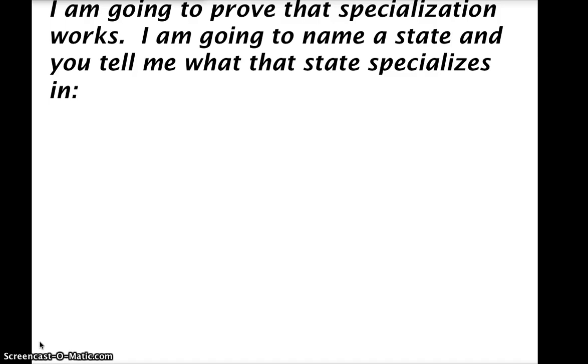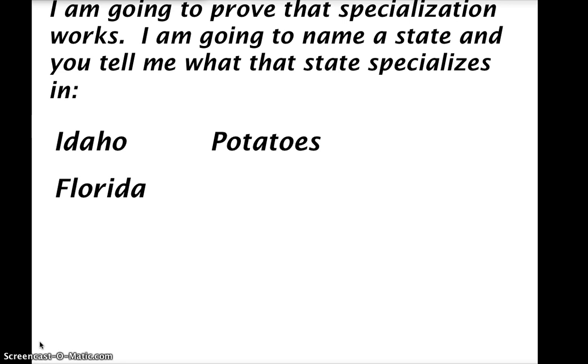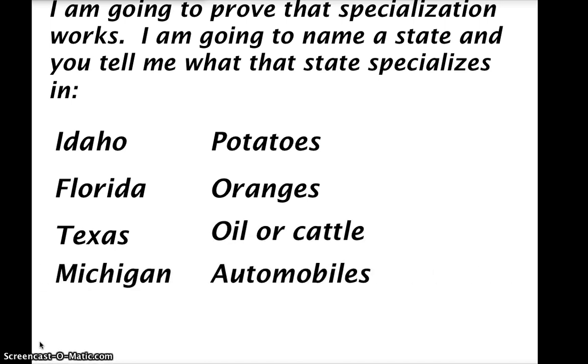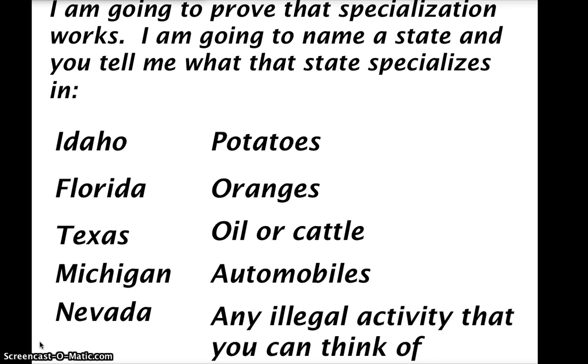I'm going to name a state and you tell me what thing that state specializes in. So if I said Idaho, what would you say? You'd probably say potatoes. If I said Florida, what would you say? You'd probably say oranges. If I said Texas, what would you say? Well, if you shout it out, you'd probably say oil or cattle. And if I said Michigan, you'd probably say cars. So you can see that specialization does work. We have been using it for a long time. If we said Nevada, you'd probably say gambling or prostitution or any illegal activity you can think of.